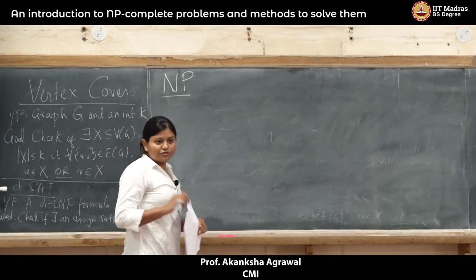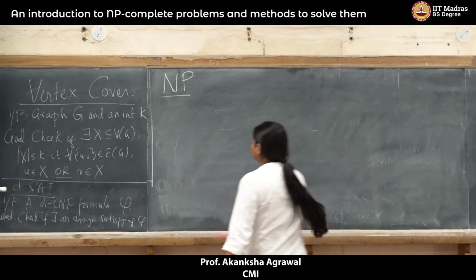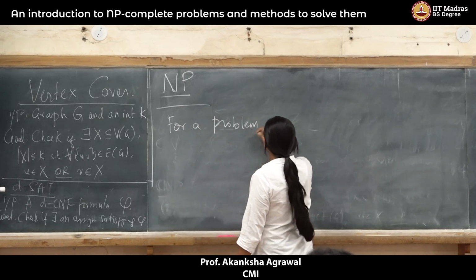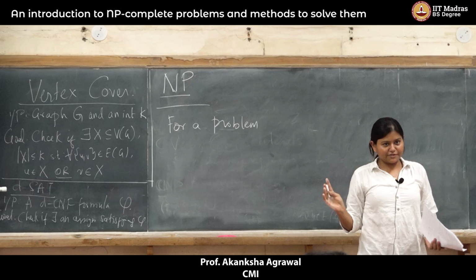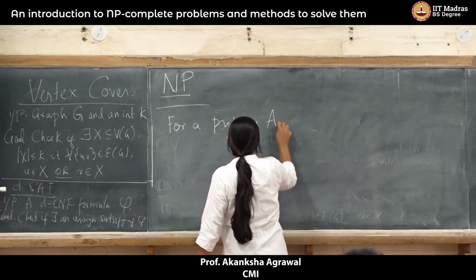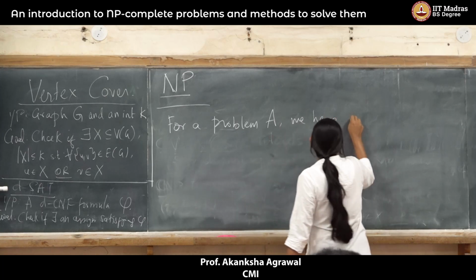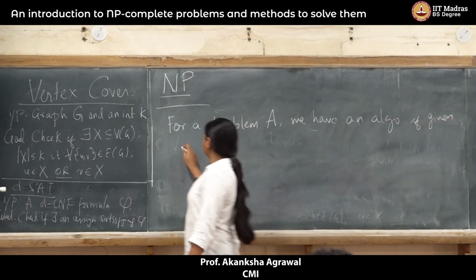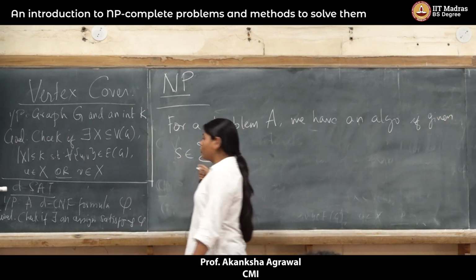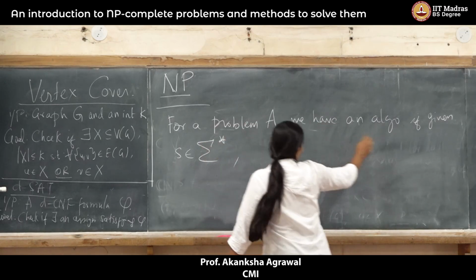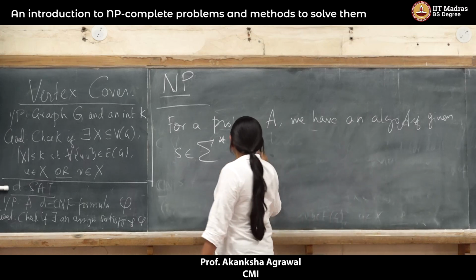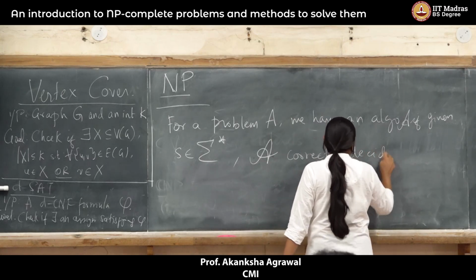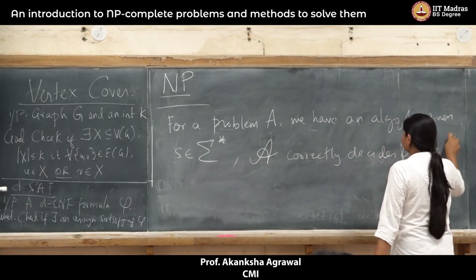So what we mean by an algorithm for a decision problem, let's take a moment and first understand that. For a problem, now I can view it as a subset of sigma star, right? For a problem, say A, we have an algorithm if, given a string S which belongs to sigma star, this algorithm correctly decides if the string is in the language or not.